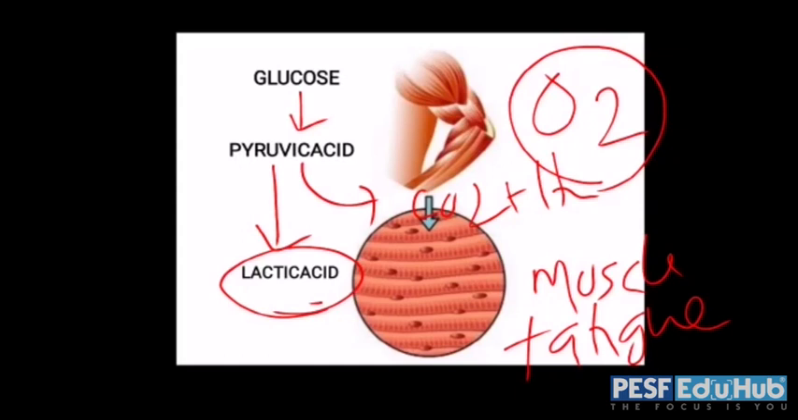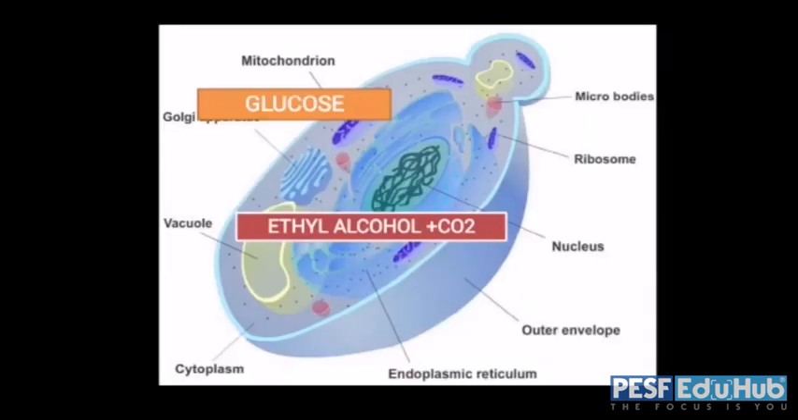Then the next example is, see, this is the structure of a yeast. Yeast undergoes anaerobic respiration in the absence of oxygen. Here glucose is changed into ethyl alcohol, ethanol and carbon dioxide, and it also produces energy. This is otherwise called fermentation. Yeast converts glucose into ethyl alcohol and carbon dioxide.